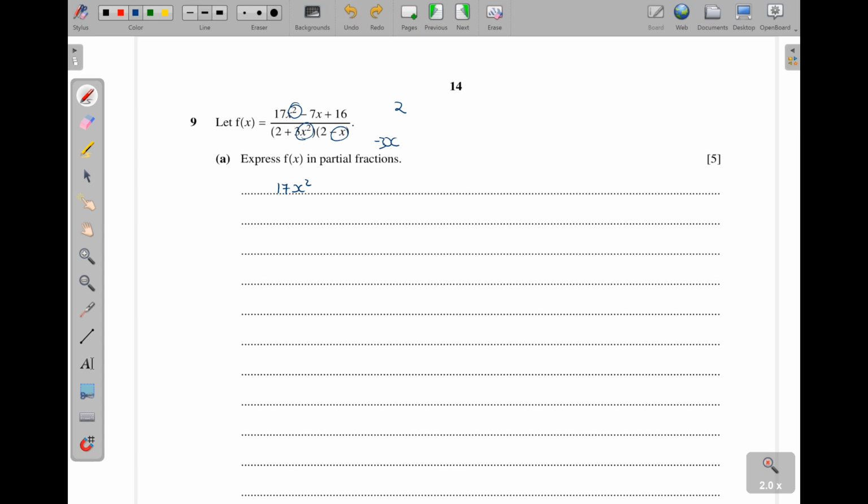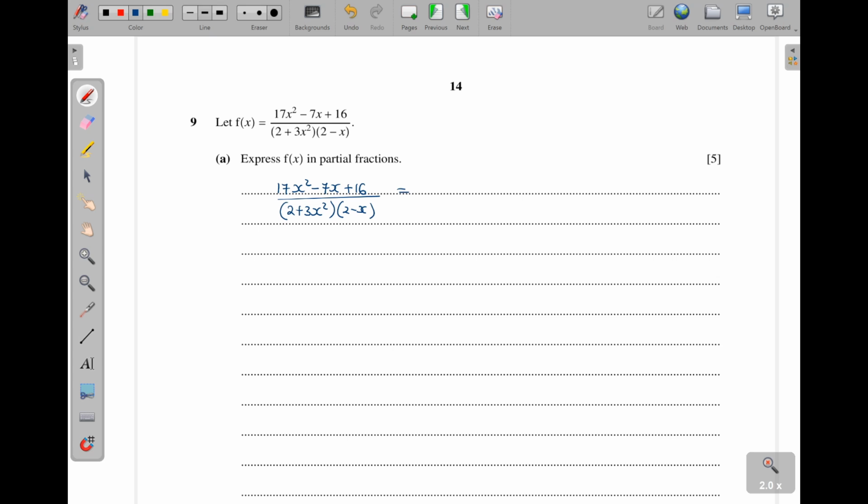But if the degree of the numerator is greater or equal to the degree of the denominator, you first long divide to make it a proper fraction. So this one, we just proceed right away. Then we have 17x squared minus 7x plus 16 over 2 plus 3x squared, then into 2 minus x.